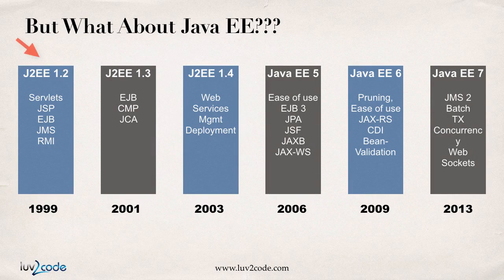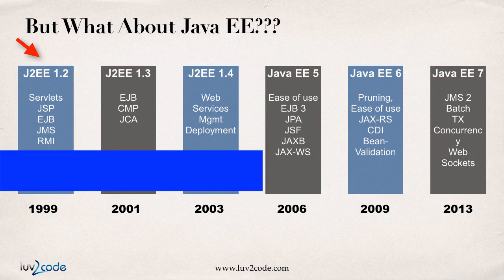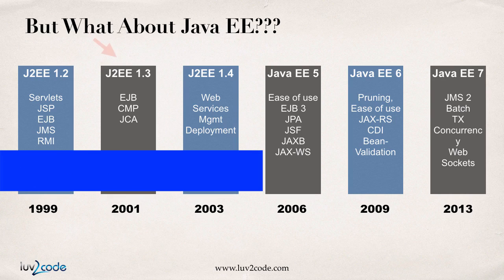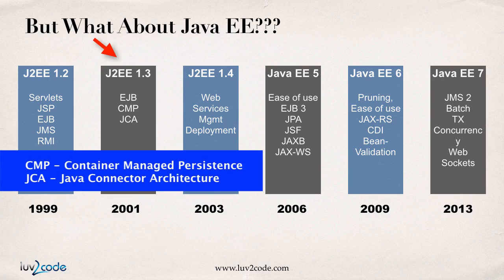All right, so how did J2EE grow up? Well, in the early days, it started out really nice. You had servlets and JSPs back in 1999. You also had Enterprise Java Beans, Java Message Service, and RMI, remote method invocation. And then over the years, they added more support for EJB with 1.3. In J2EE 1.4, they added web services.